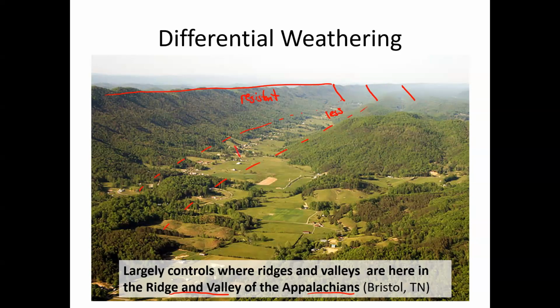In Tennessee, this is probably limestone, as I said. And this is probably sandstone, or maybe some shale, or sometimes even dolostone, because dolostone is more resistant than the limestone is. But just how resistant it is depends on the rock.